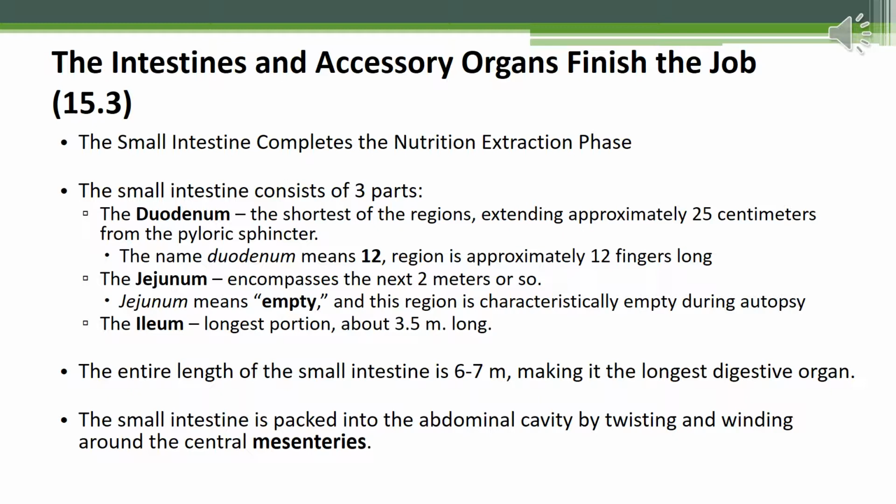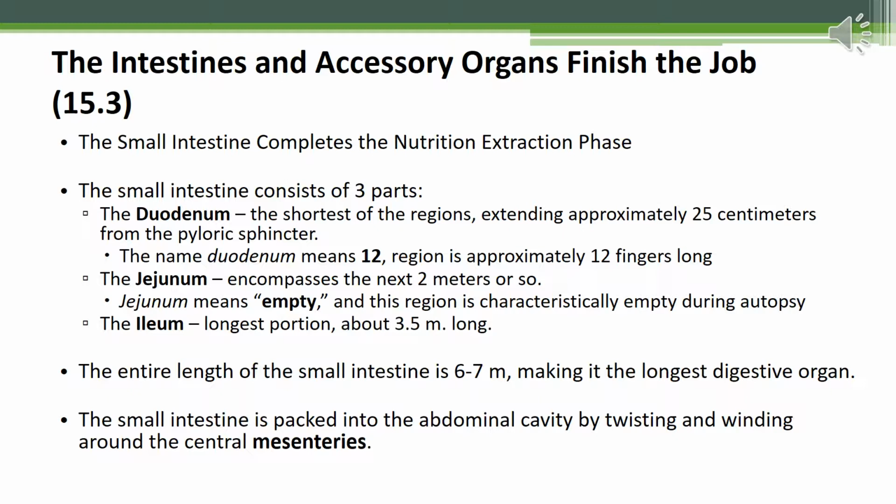Anyway, moving on to section 15.3. The intestines and accessory organs finish the job. And in this chapter, we're going to talk about the process of absorption in the small intestine, as we've pretty much finished up with digestion.